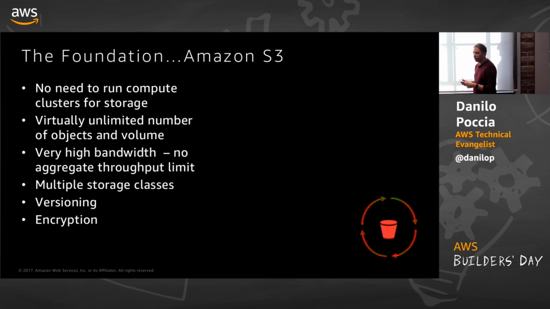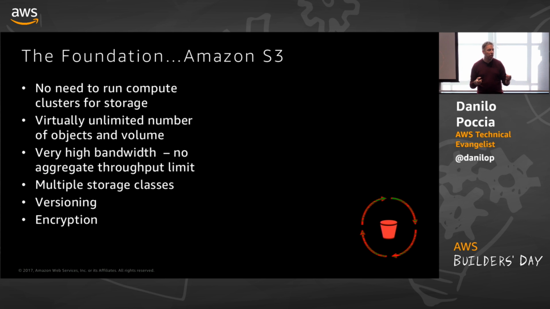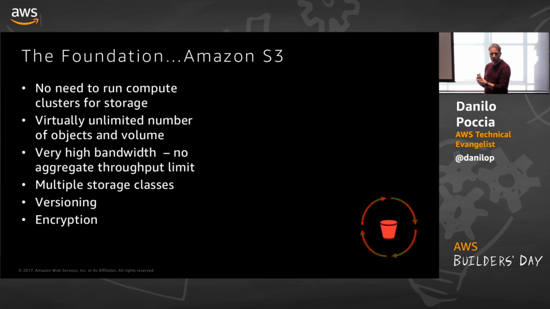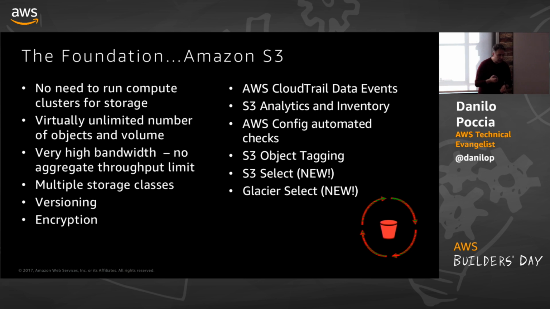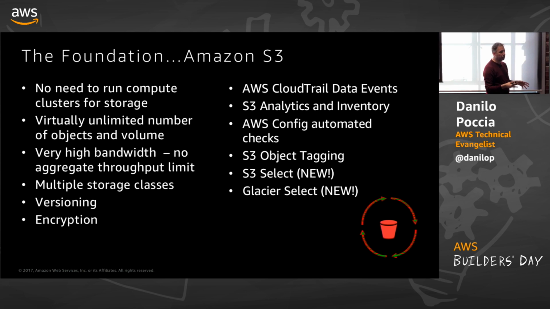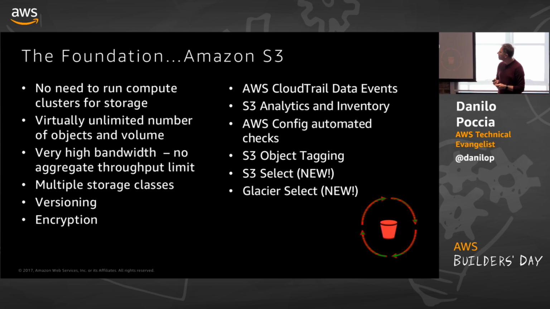We also implemented different storage classes, and we can automatically move data across different storage classes to make it cheaper for you. We implement versioning, so you can store multiple versions of a single object, and transparent encryption if you want. New features that we launched are CloudTrail data events. If you have sensitive data, you can have an auditing log that tells you who has access and when to the data you have in specific S3 buckets. This is very important for compliance.